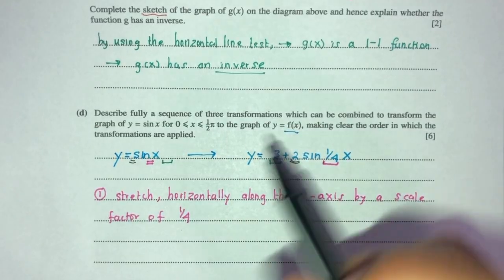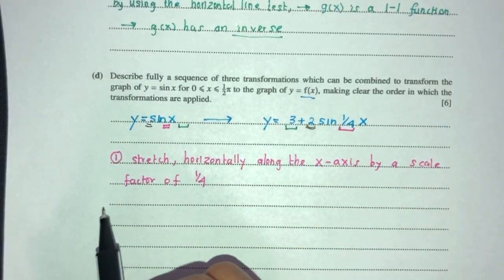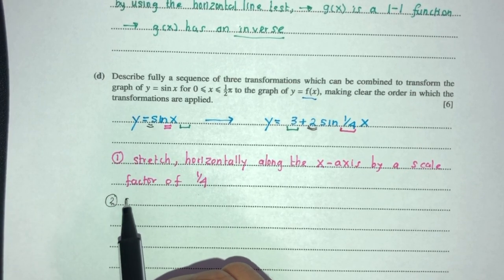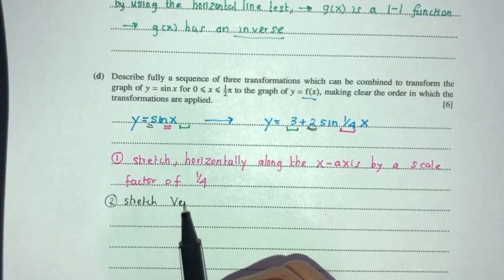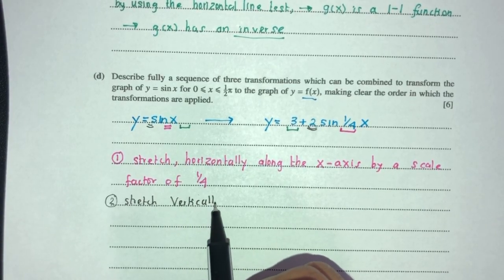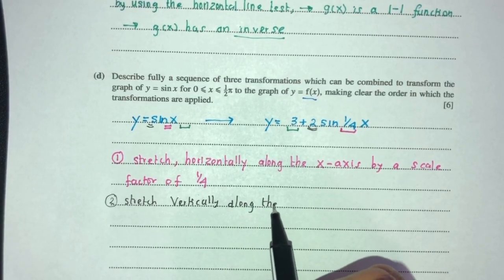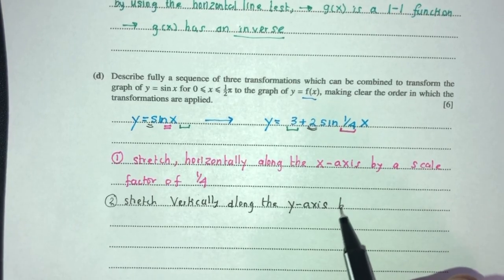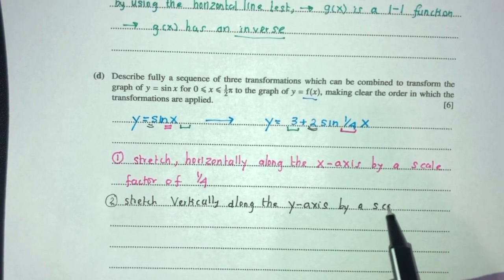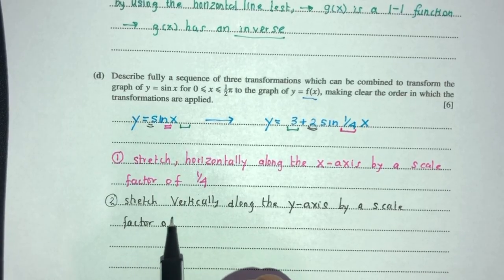Now number 2, we have this thing here. Here we have nothing. So from here to here, that will be what? That will also be a stretch vertically along the y-axis by scale factor of 2.